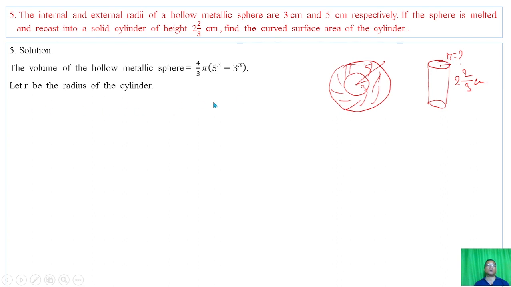Then the volume of the cylinder is pi R square into h, which equals 6 into 3 into 6, that is 8 by 3. Then 4 by 3 pi is common.